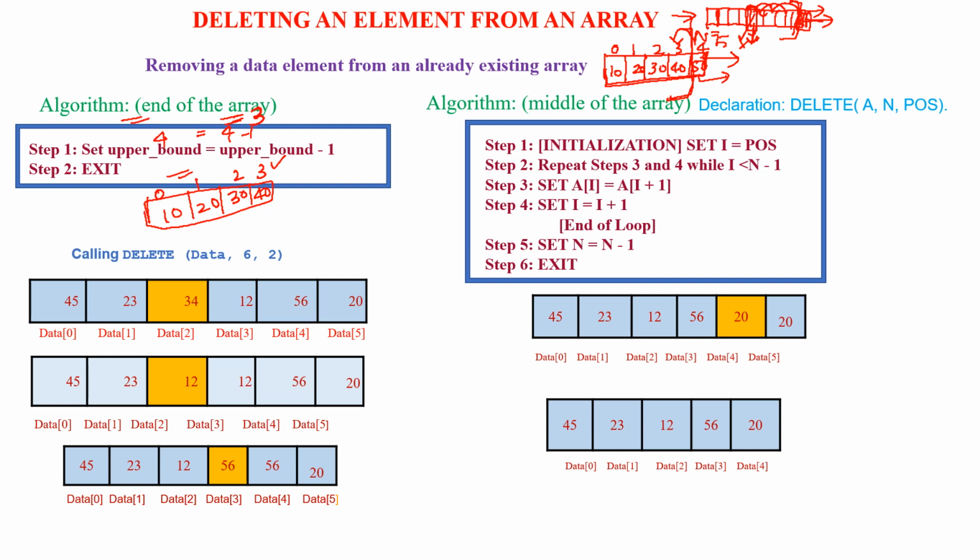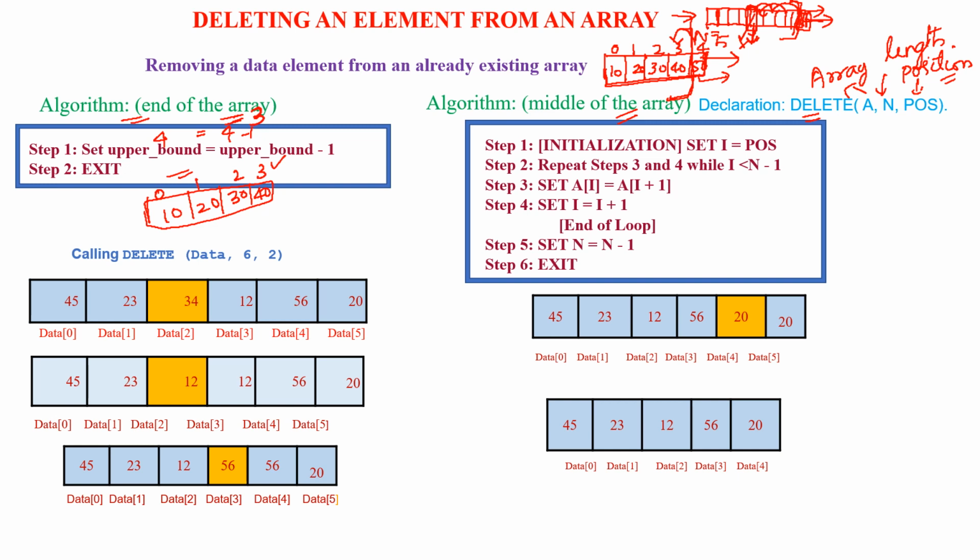Okay. Now if you want to delete from the middle of the array, let us consider the declaration is given by delete(a, n, pos). What will be your a? Array. What will be your n? Number of elements or your length. And what will be your pos? Pos is nothing but your position, right? They are similar to that of the insertion which you have seen.